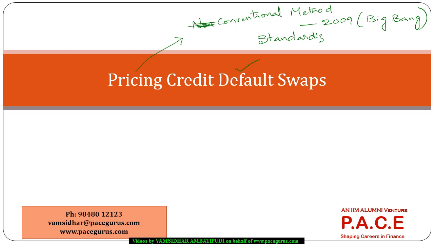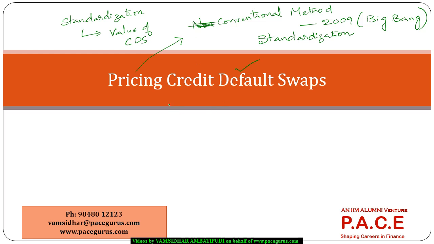So before that, how were CDSs typically priced versus now after the standardization? What is meant by standardization, and after the standardization, how am I able to do the computation for the pricing or the value of the CDS contracts?